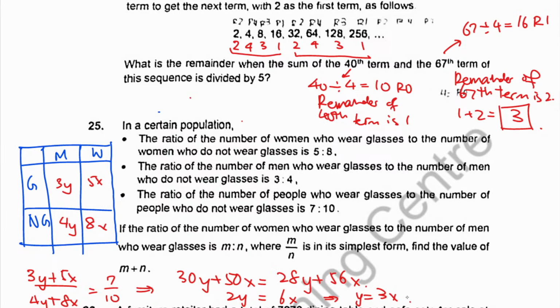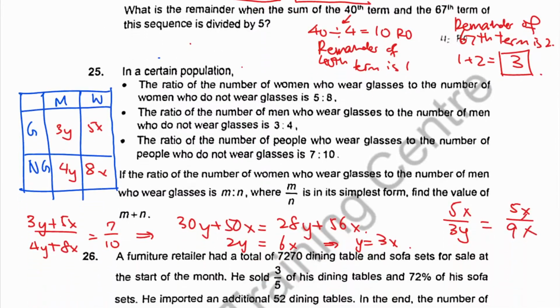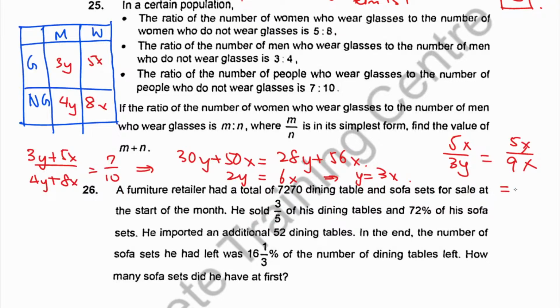Okay, so what do we want? The number of women who wear glasses over the number of men who wear glasses. So that is 5x over 3y, which is equal to 5x over 9x. So this is equal to 5 over 9, which is m over n. So m plus n is equal to 14. That would be question 25.